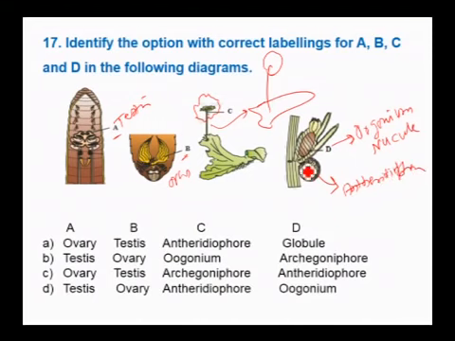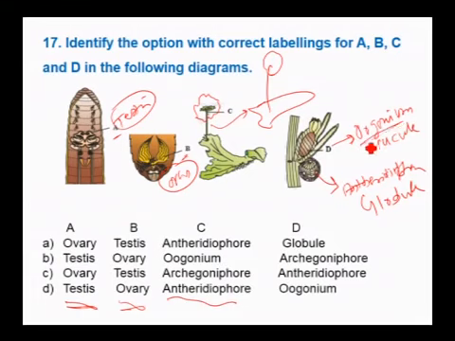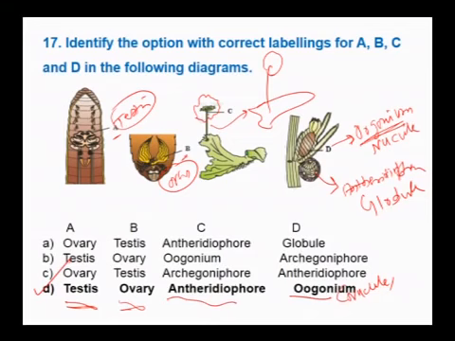Antheridiophore, which is globular in shape, is also called globule. So the option A is testis, B is ovary, and this is antheridiophore, not archegoniophore. Then this is oogonium. Oogonium can also be called as nucleus. Therefore, the correct option is D.